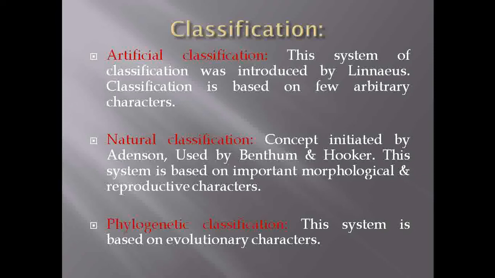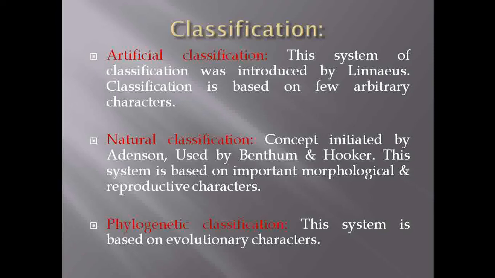So what are those few arbitrary characters? It means this system of classification includes only some of the characters. For example, Linnaeus classified the plants depending only on their habit. So whether the plants are herbs, shrubs, trees or climbers, according to that he divided the plants.